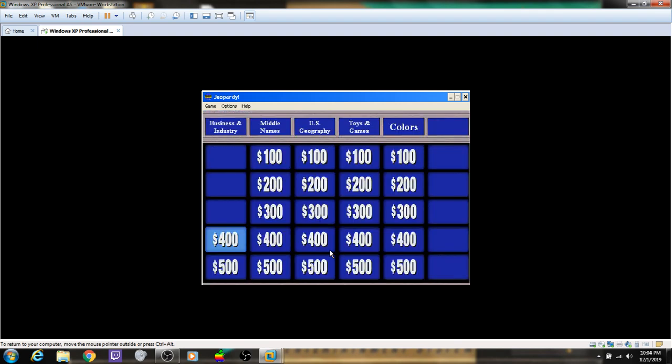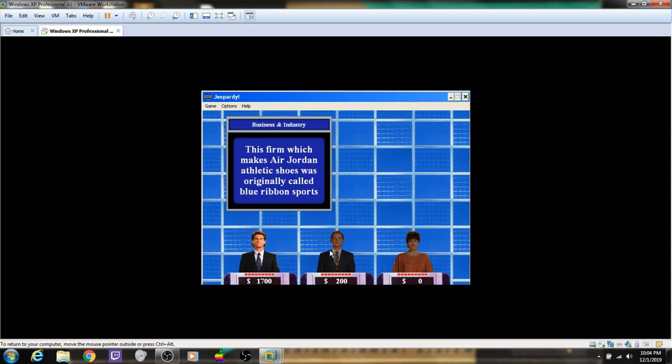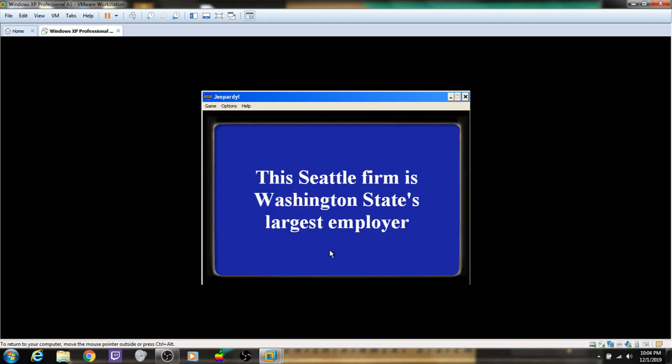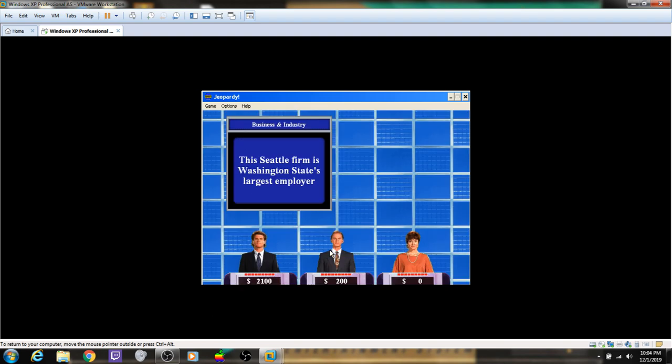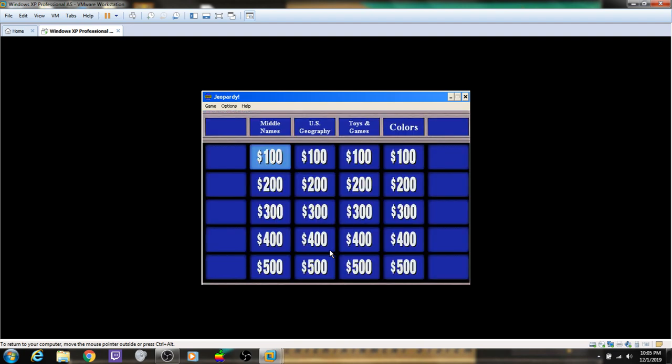Business and Industry 400. This firm, which makes Air Jordan athletic shoes, was originally called Blue Ribbon Sports. What is Nike? Yes, that's correct. Business and Industry 500. This Seattle firm is Washington State's largest employer. Boeing Aircraft? You are correct. Middle names 100.